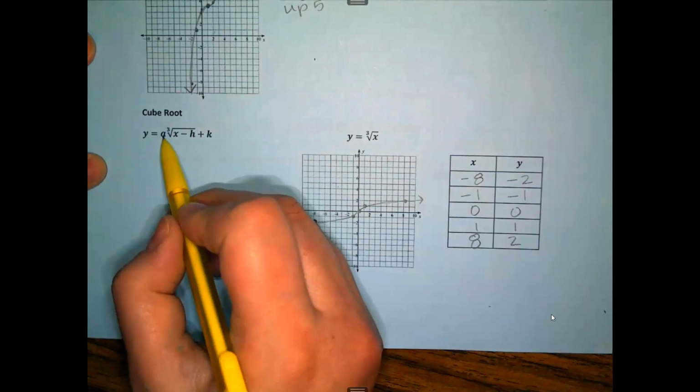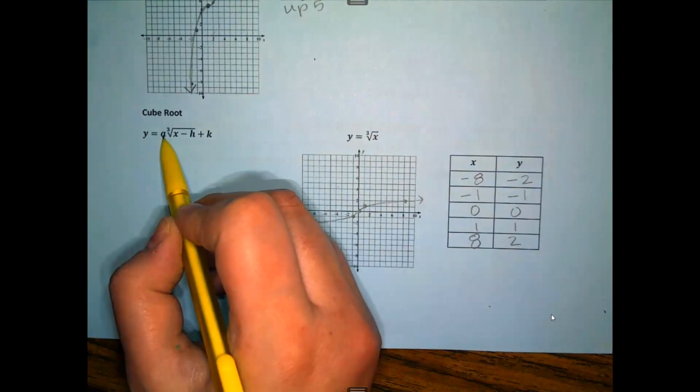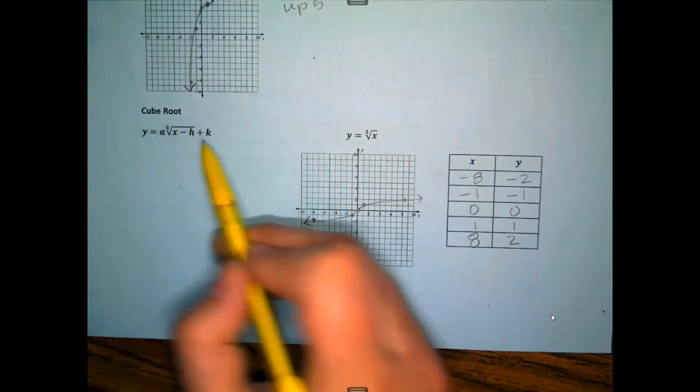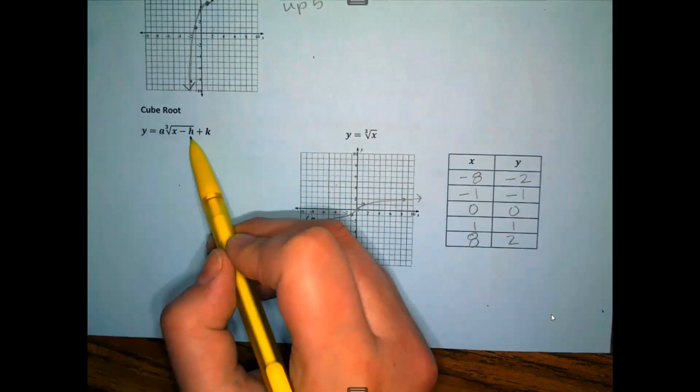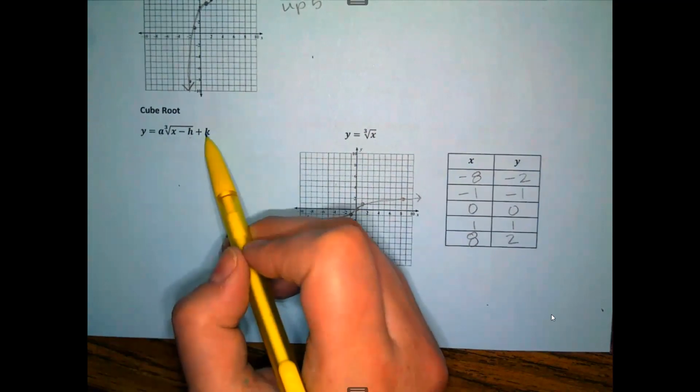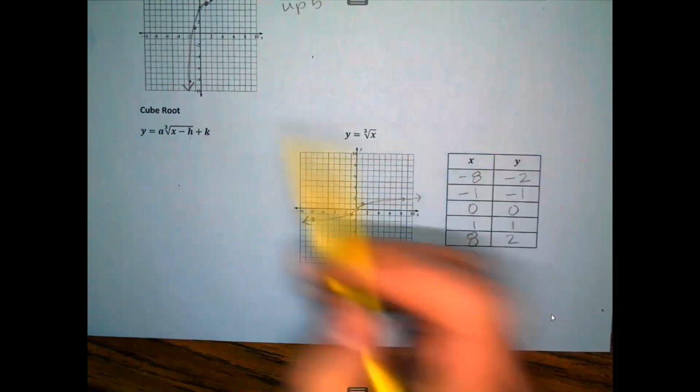still going to have the A as, if it's negative, it's a reflect over the x-axis. If it's bigger than 1, it's a vertical stretch. If it's less than 1, it's a vertical compression. If your H is positive, it moves to the right. If it's negative, it moves to the left. Actually, if it's positive, it moves to the left. If it's negative, it moves to the right. If your K is positive, it moves up. If it's negative, it goes down. Locator point is still HK.